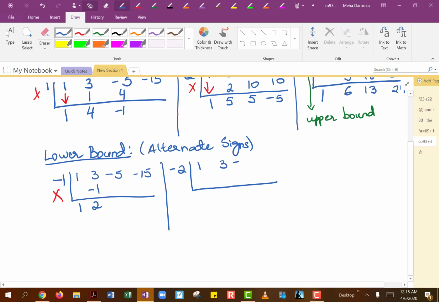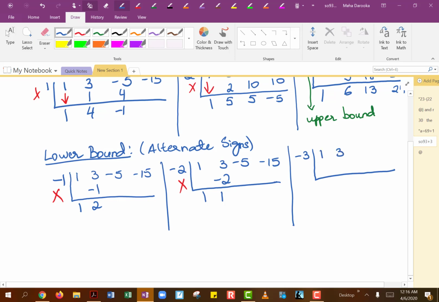That's 1, 3, -5, -15. Okay, and again, my first one comes down as it is. 1 times -2 is -2. 3 minus 2 will again give me +1. So right here, same thing. I have +1, which means technically the second one should have been negative, but it's not a negative number, so my signs did not alternate. So this guy doesn't work out either, so it's not -2, which means we move on to -3 now.